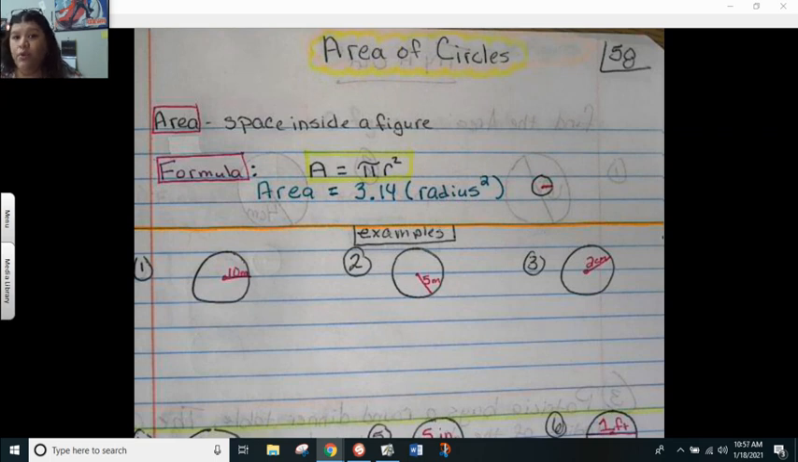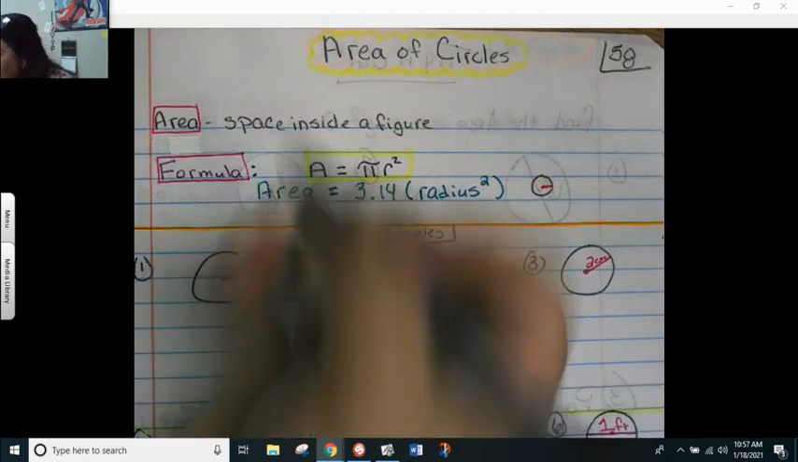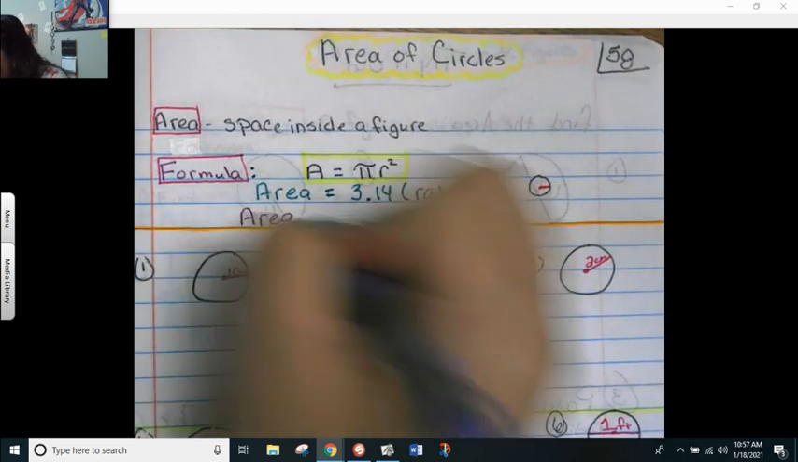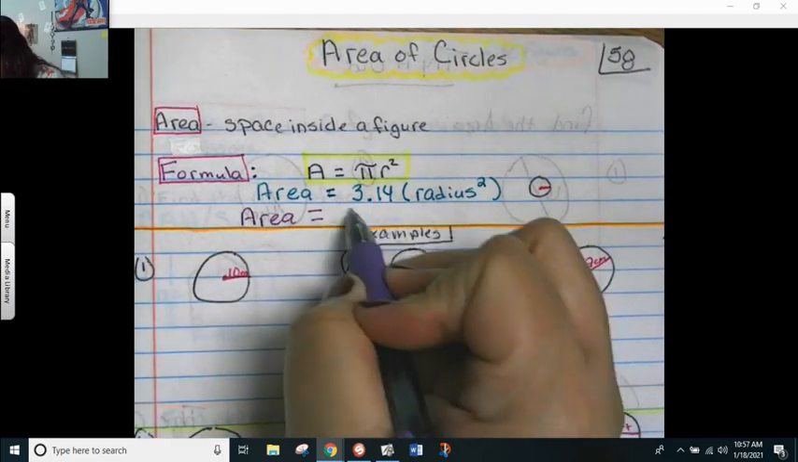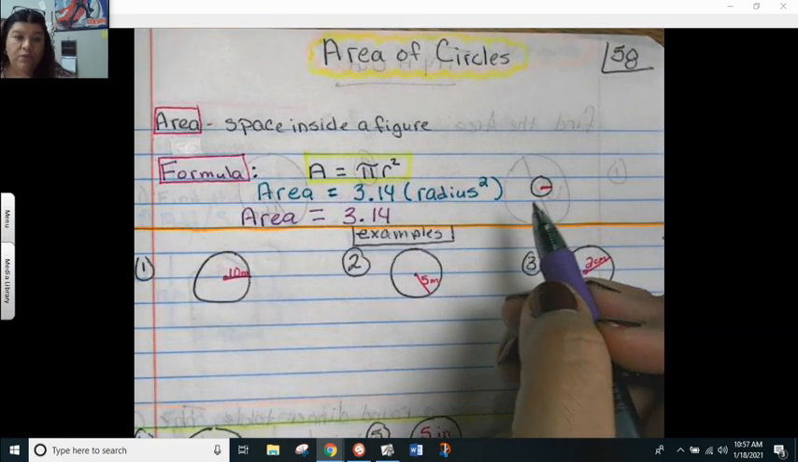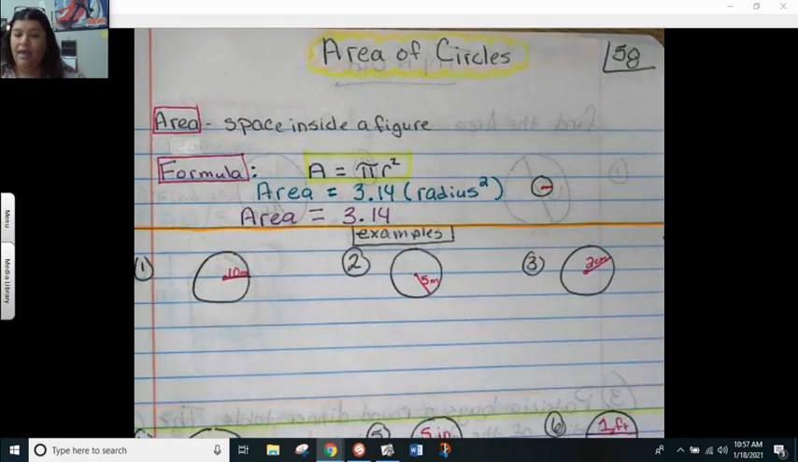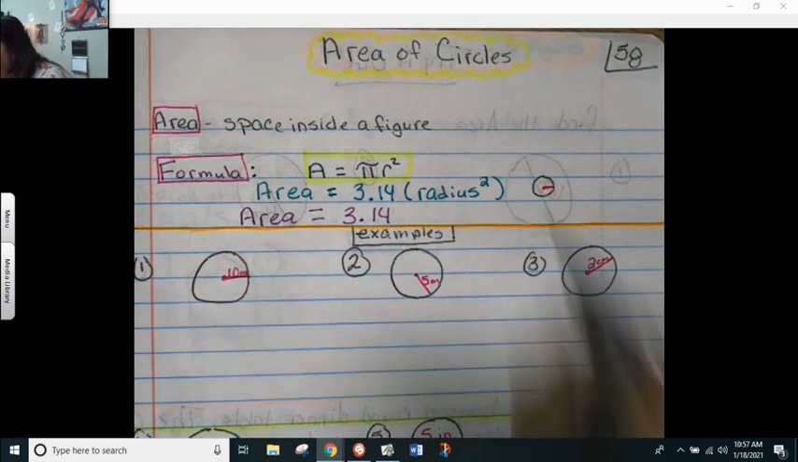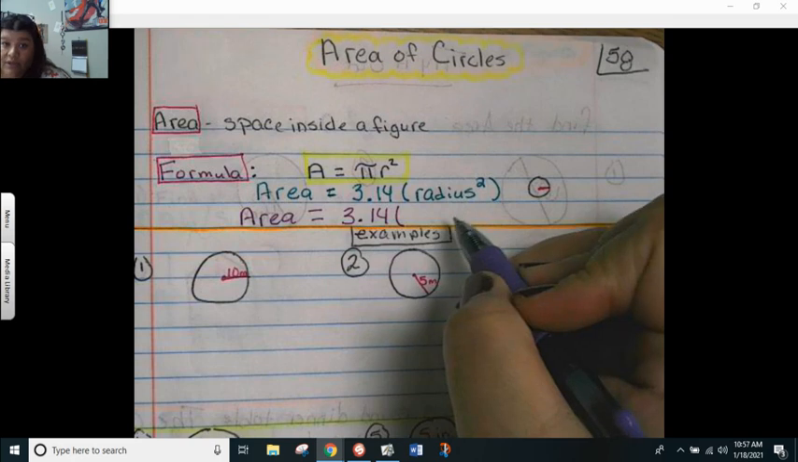So what does radius squared, or radius to the second power, mean? If you don't remember, let's write it out, okay? So this still means area equals 3.14. Now radius squared just means radius times the radius again. That's all it means, guys, okay? Radius times radius again. So I'm going to write this down, that way you know how to solve it, okay?